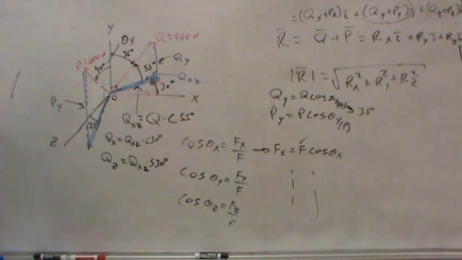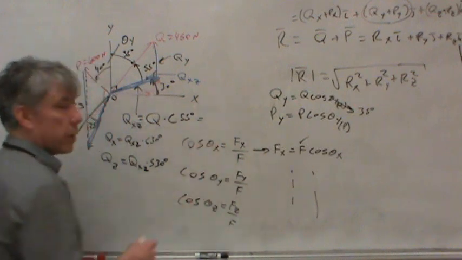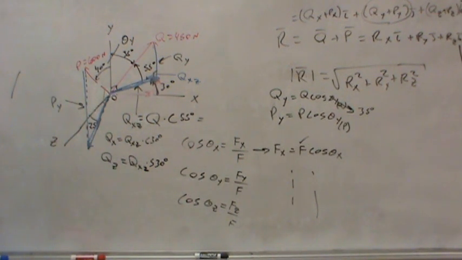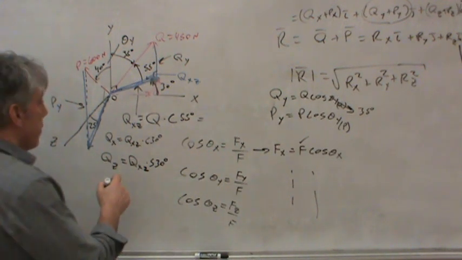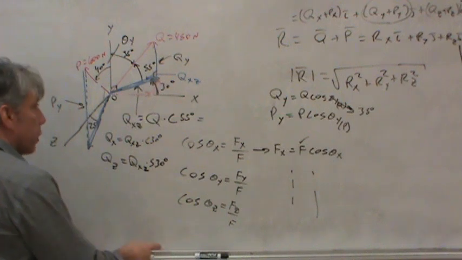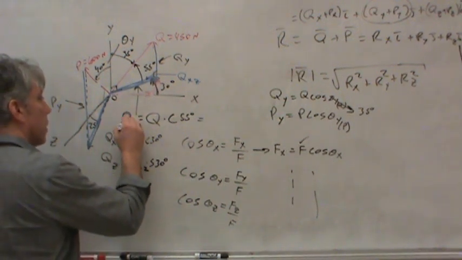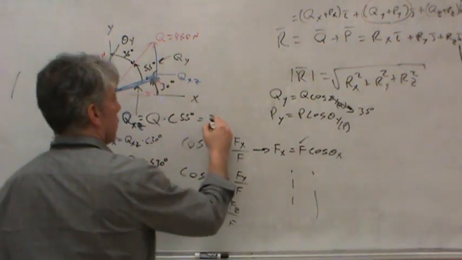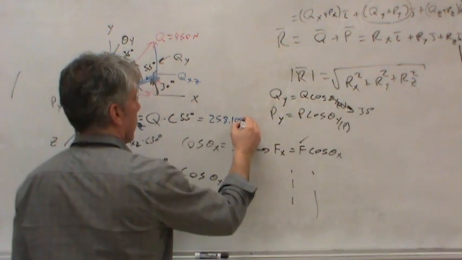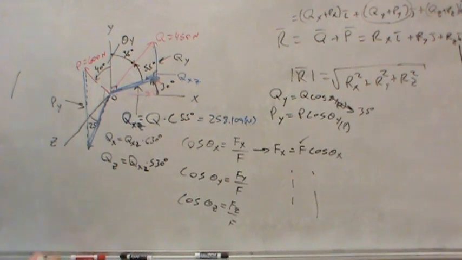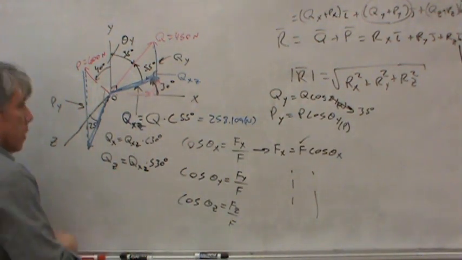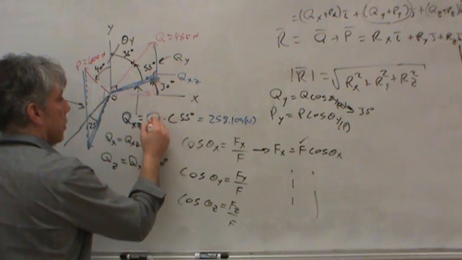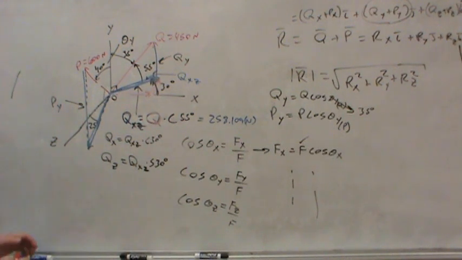So now, I think we can just plug and show, can't we? I'll tell you what, you do it, grab your calculators. You know the magnitude of Q, it's 450 newtons. You can take the cosine of 55 degrees. So tell me the magnitude of QXZ, and I'll put it in blue, I guess. 258.109 newtons. Yes, thank you. Okay. So that's Q times cosine of 55 degrees.